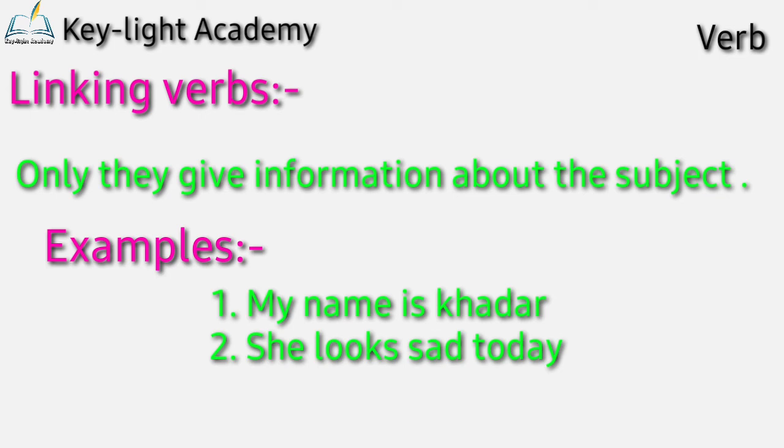Linking verbs. They only give information about the subject. Example: my name is Lisa. Is describes the name of Lisa. She looks sad today. She isn't happy. Is and looks are linking verbs.